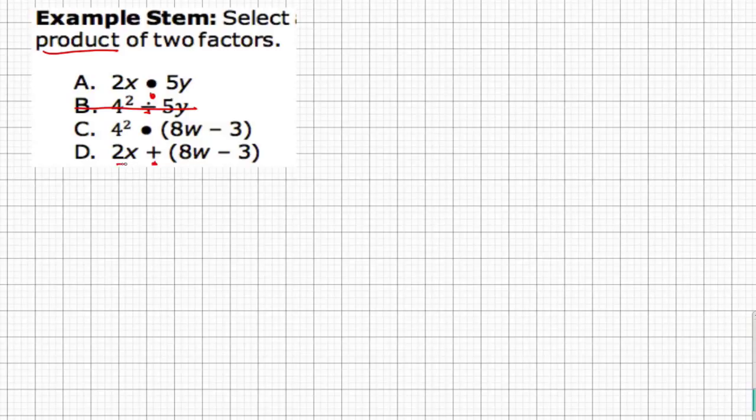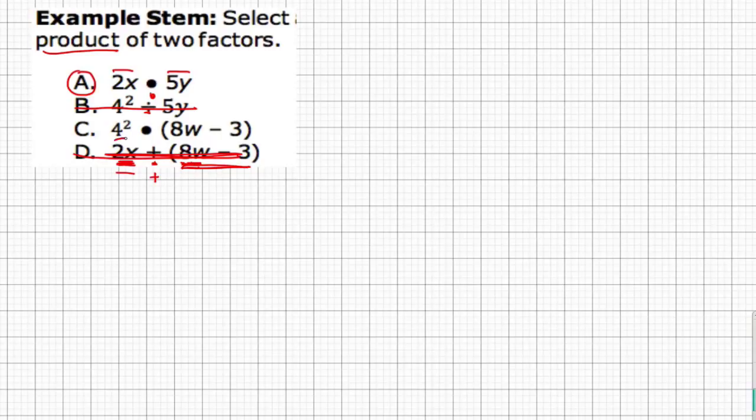Now, even though you see 2x, that seems like a multiplication problem, and 8w, those coefficients mean multiplication, we need to think of these things as terms. This is a term plus another, I don't want to call this a sum, but that's what it is, plus another term. Okay, so this is an addition problem. So D is out, right? So we're left with these products, multiplication. This is a factor, and this is another factor. That's 2 factors. So A is one of our choices.